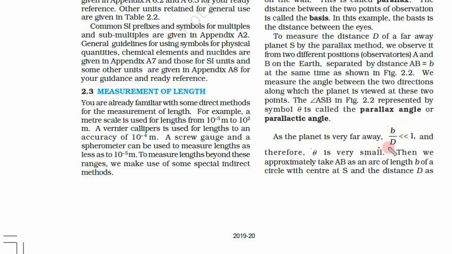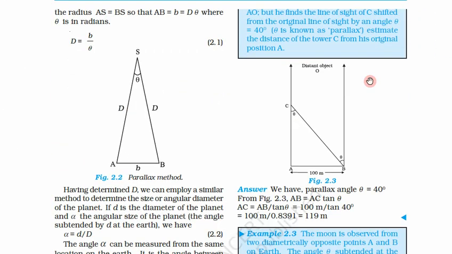So we have seen that if this ratio b upon d, that means base upon distance, is very small, much less than 1, then theta will also be very small. In that case, what can we do? We can take this curved surface as a straight line. Okay, so that is our approximation. Let us use this approximation.